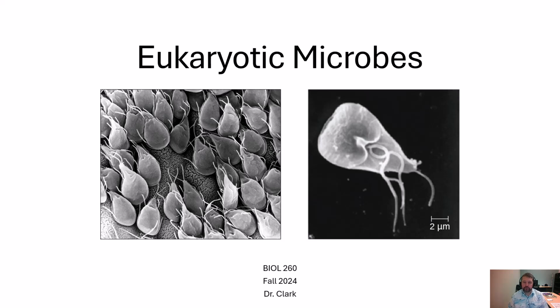And now we're going to switch over to talking about eukaryotic microbes. Okay, so we spent a lot of time talking about the prokaryotic microbes, bacteria and archaea. Now we're going to switch and talk about really three kingdoms. We're going to talk about Protista, we're going to talk about Animalia, a few, and then we're going to talk about fungi.